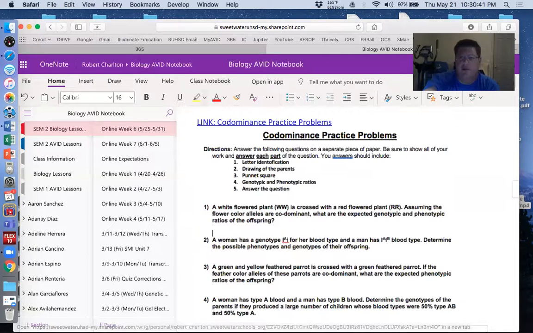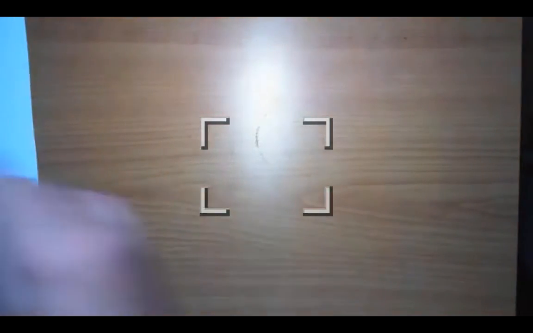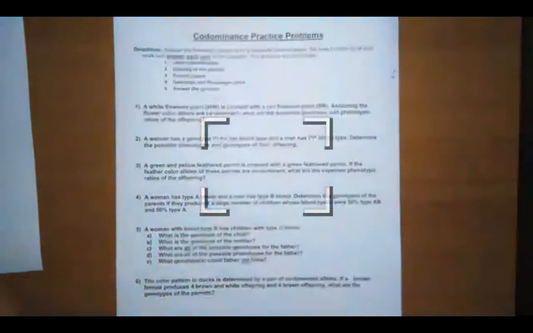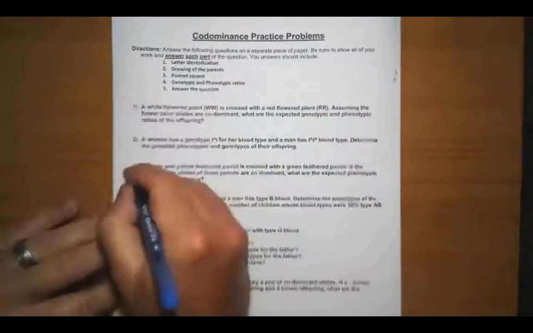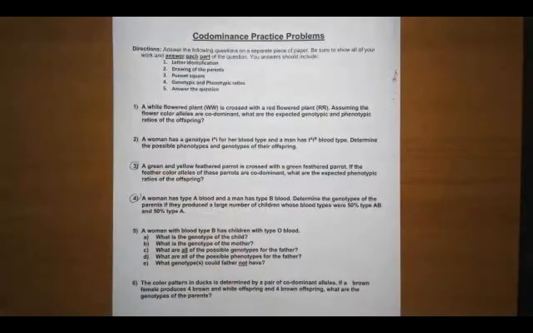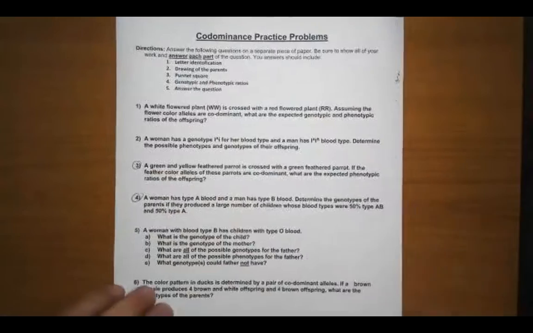So that's what we're going to go over right now, these practice problems here. And by the magic of camera, I am going to show you those practice problems in paper form. Okay, so that's the same thing you see on the online notebook. Questions 1 through 6. I'm going to do number 3 and number 4, and I'll do them on a separate sheet of paper here.